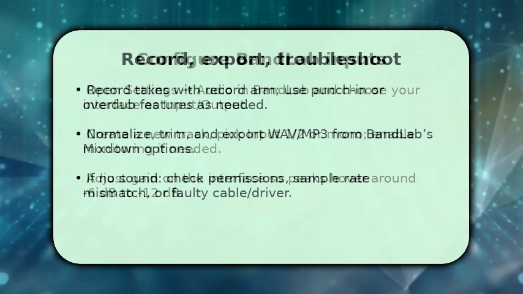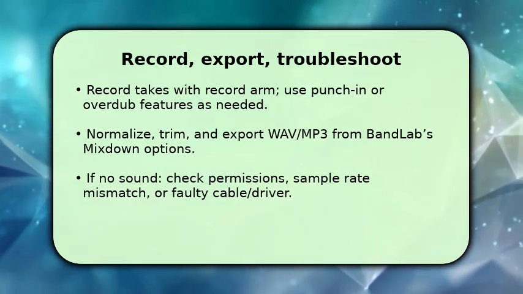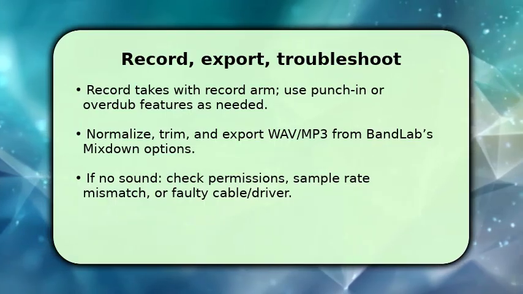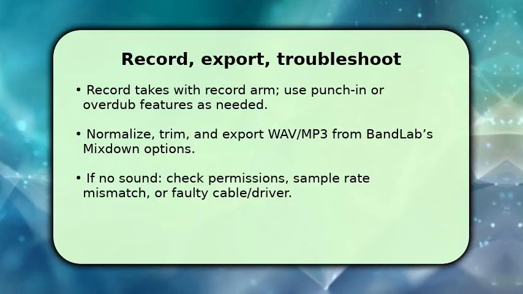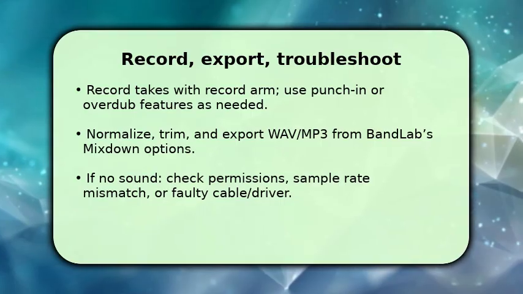Arm the track and hit record to capture your performance. Use punch-in or overdub for layered takes. After recording, trim and normalize clips, add any effects, then use mixdown to export WAV or MP3 at your chosen sample rate and bit depth.